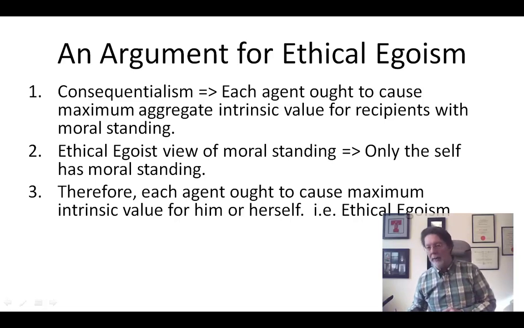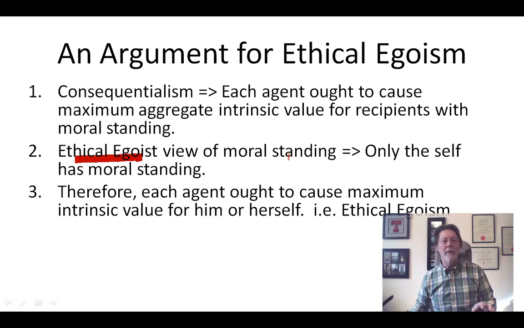Here's a simple argument for ethical egoism. Start with the consequentialist premise that each agent ought to cause the maximum aggregate value for anybody who has moral standing. You add to that the ethical egoist view of moral standing, which is that only the self has moral standing. You only have to worry about your own interests. And then you get an argument that each agent ought to cause the maximum value for him or herself, which is ethical egoism.